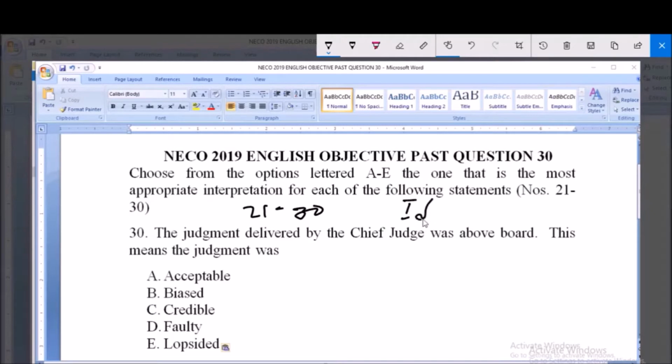The topic is from idiom. The judgment delivered by the chief judge was above board. This means that the judgment was dash. The focus of the idiom is above board. Above board means beyond doubt.